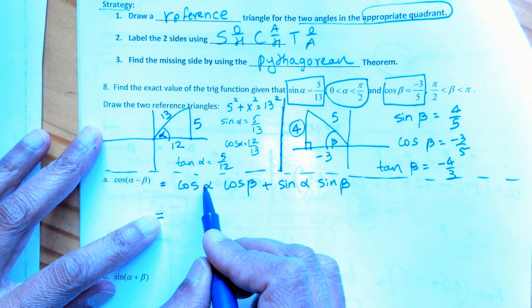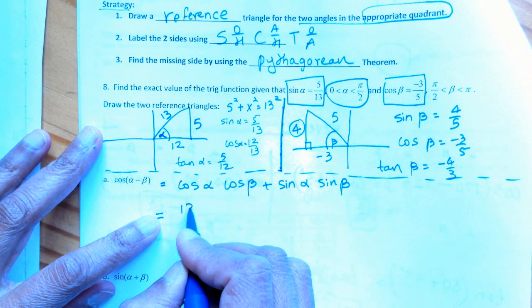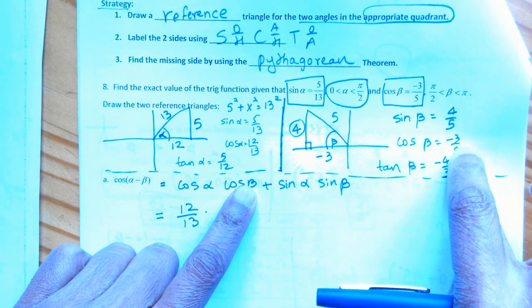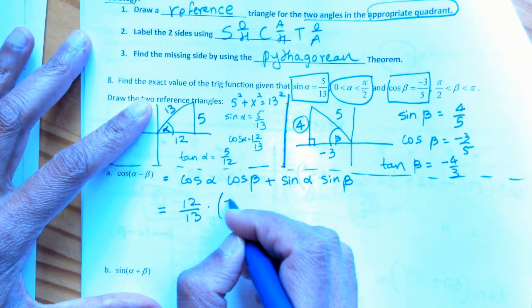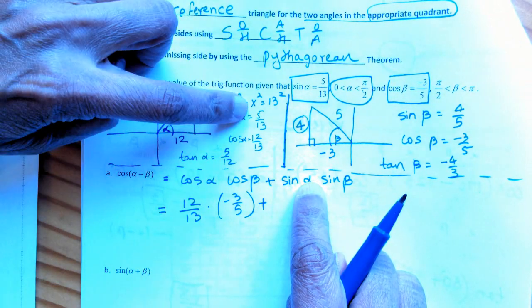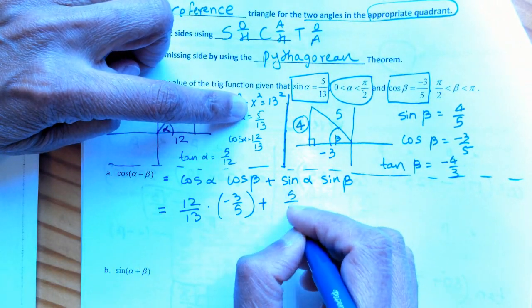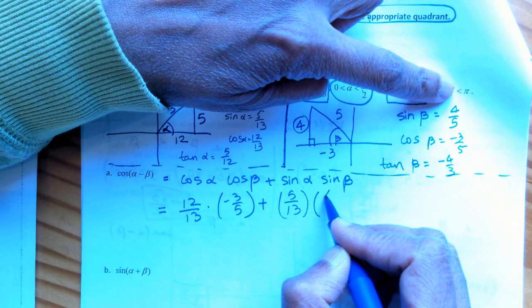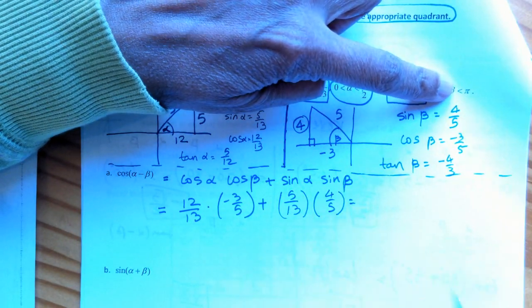So cosine alpha, please look at alpha in the first triangle, that's 12 over 13. Cosine beta, look at the second one, is negative 3 over 5. Sine alpha, I look at alpha and the sine, 5 over 13. Sine beta, I look at beta and the sine, 4 over 5. Now it's just a matter of doing the math.